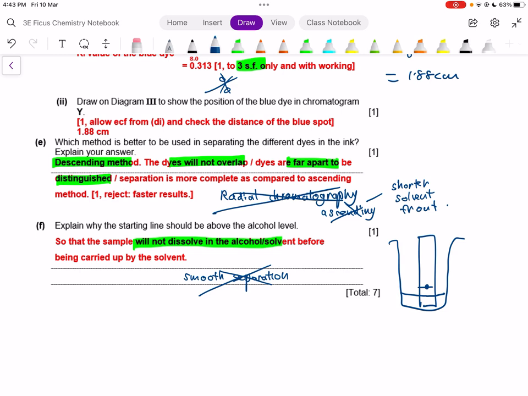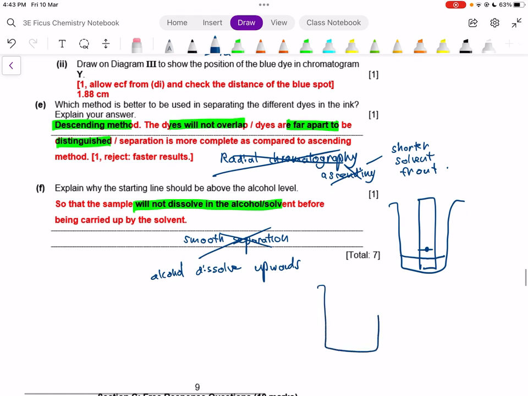Some of you all say the alcohol dissolves and moves upwards. So for these questions, some of you say alcohol dissolves upwards and all that. No. This one is about what happens when you put it inside. Let's say the start line, you put it inside here. What happened? It will already dissolve inside, you see, before even traveling up.